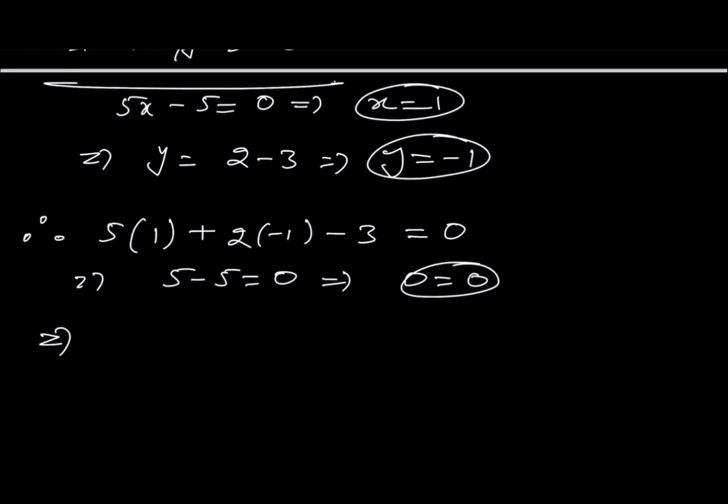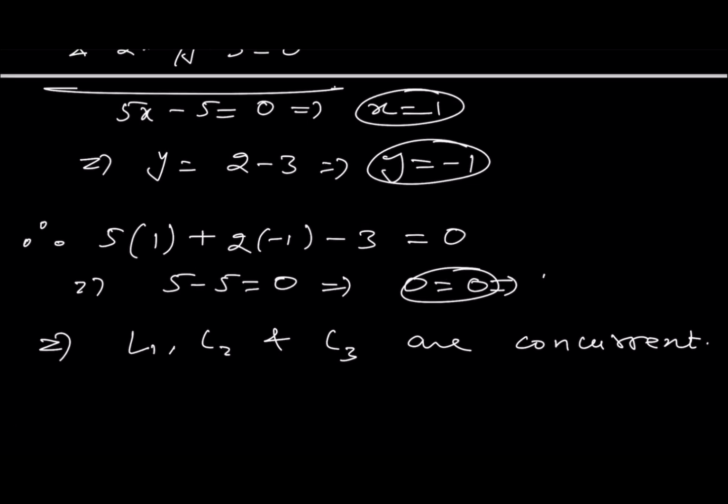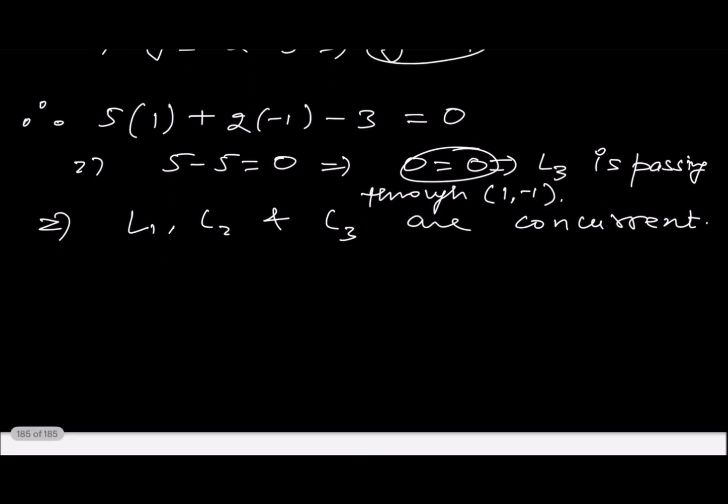It implies that lines L1, L2 and L3 are concurrent because the point 1 comma minus 1 is satisfying the third. It means line 3 is also passing through 1 comma minus 1, thus L1, L2, L3 are concurrent lines. Okay.